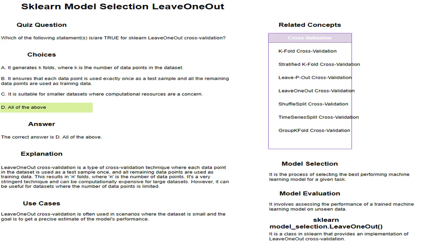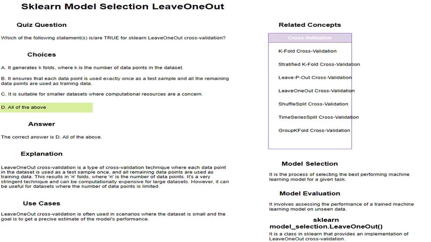Model evaluation is the process of assessing the performance of a trained machine learning model on unseen data. This involves evaluating the model's ability to generalize to new data and make accurate predictions. Assessing the performance of a model: evaluation can be used to determine how well a model is performing on unseen data.